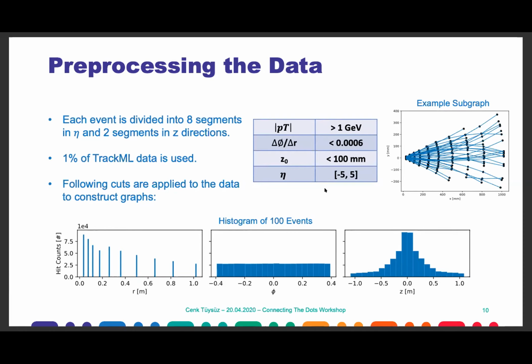Since these simulations are pretty costly, we only use 1% of the TrackML data. And below you can see a histogram of 100 events after this preprocessing. As you see, we still keep the symmetry in phi, and also you can see the detector geometry in the histogram for R.